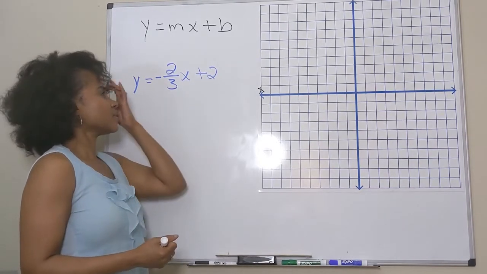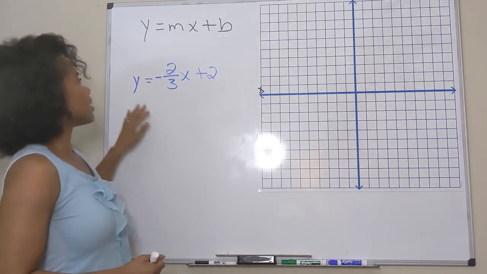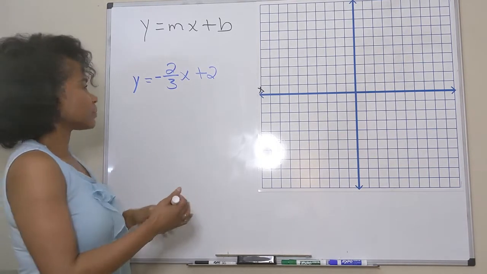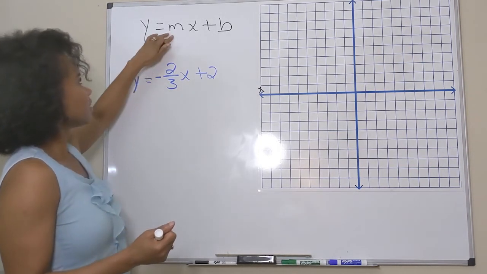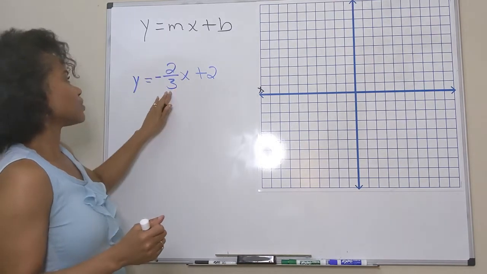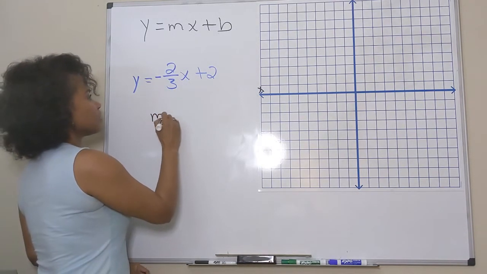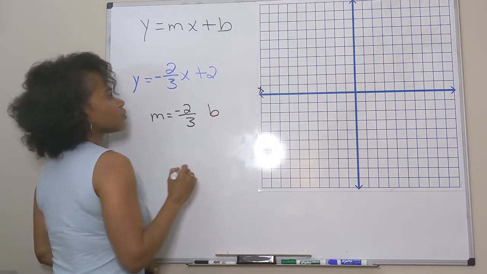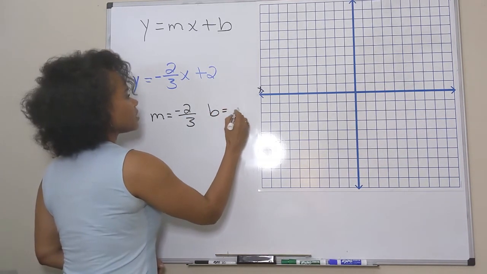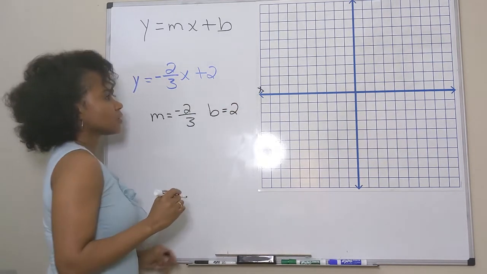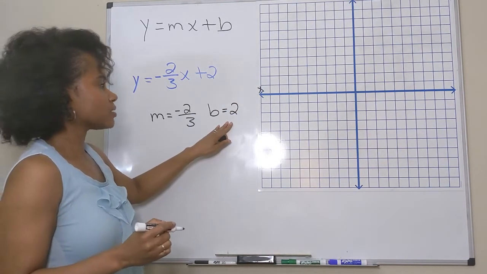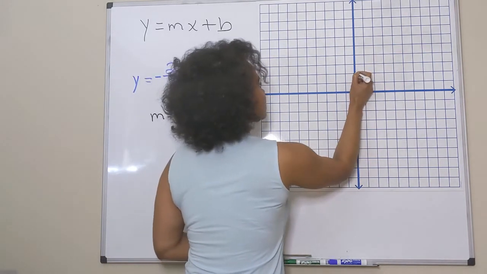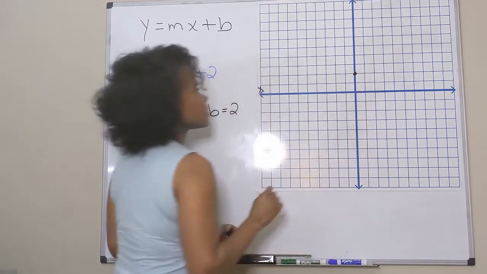All right, so let's try graphing this line here. We have y equals -2/3 x plus 2. So again, m, the number in front of x, is my slope. So in this case, my slope is -2/3. My y-intercept, where that graph crosses the y-axis, is 2. So starting at 2 on my y-axis, starting at 0, 0, I'm going to go up 1, 2. So that is my first point I'm going to plot.